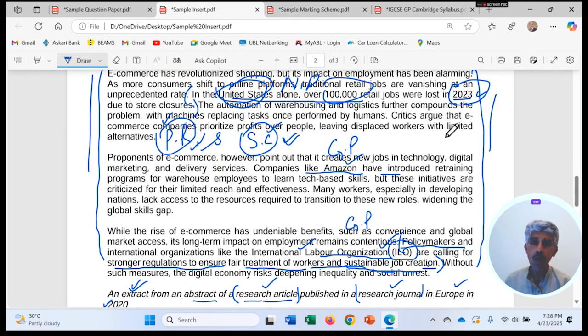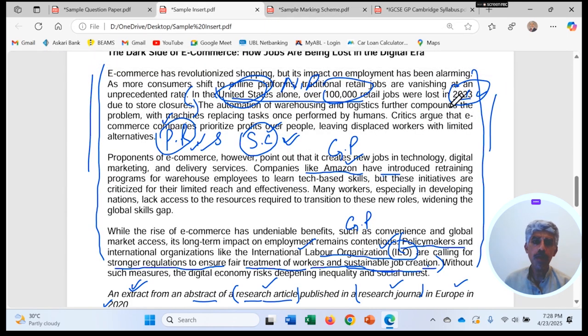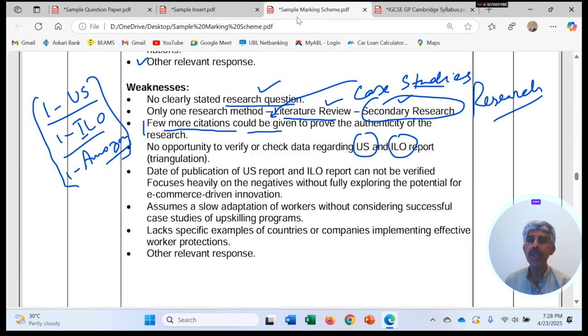Yes, this is 2023, but the date is not mentioned, and in the same way, when the ILO report was published, no idea. So, weakness. And then, assume a slow adaptation of workers without considering successful case studies. As I told you, the case studies reference is not there, so it means that this is a big weakness of this whole argument.